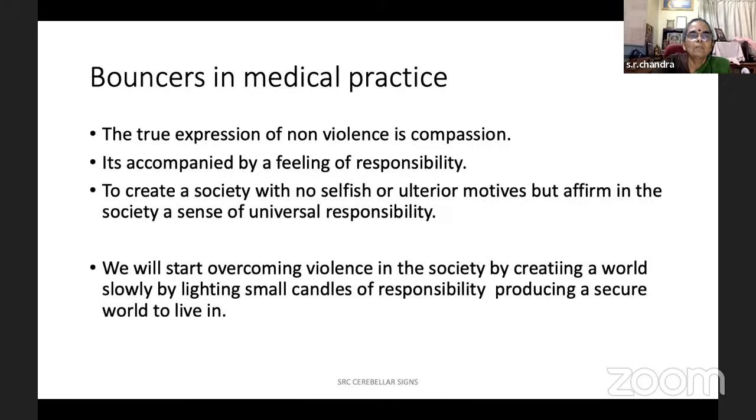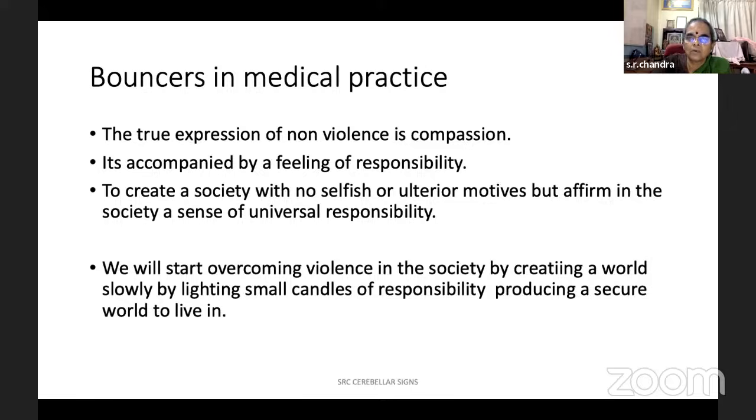You need the true expression of non-violence, which is compassion. Violence may be from caregivers to doctor or doctor to caregivers. So everything has to change. It's not unidirectional, like the cerebellum has bidirectional links. Everything in the world has a bidirectional link. So the true expression of non-violence is compassion.